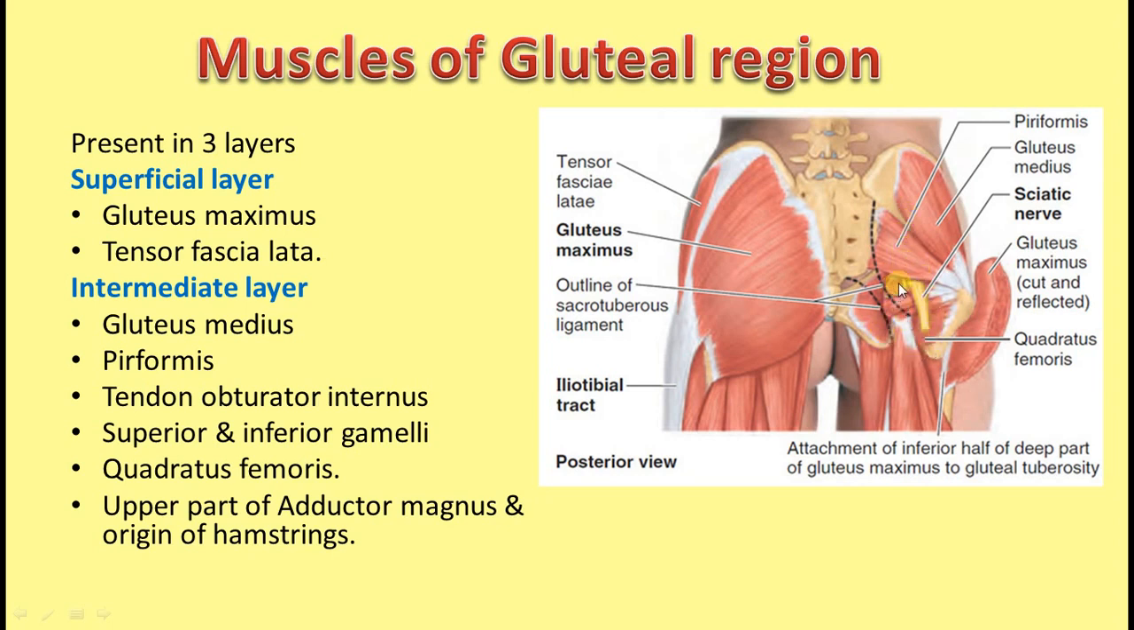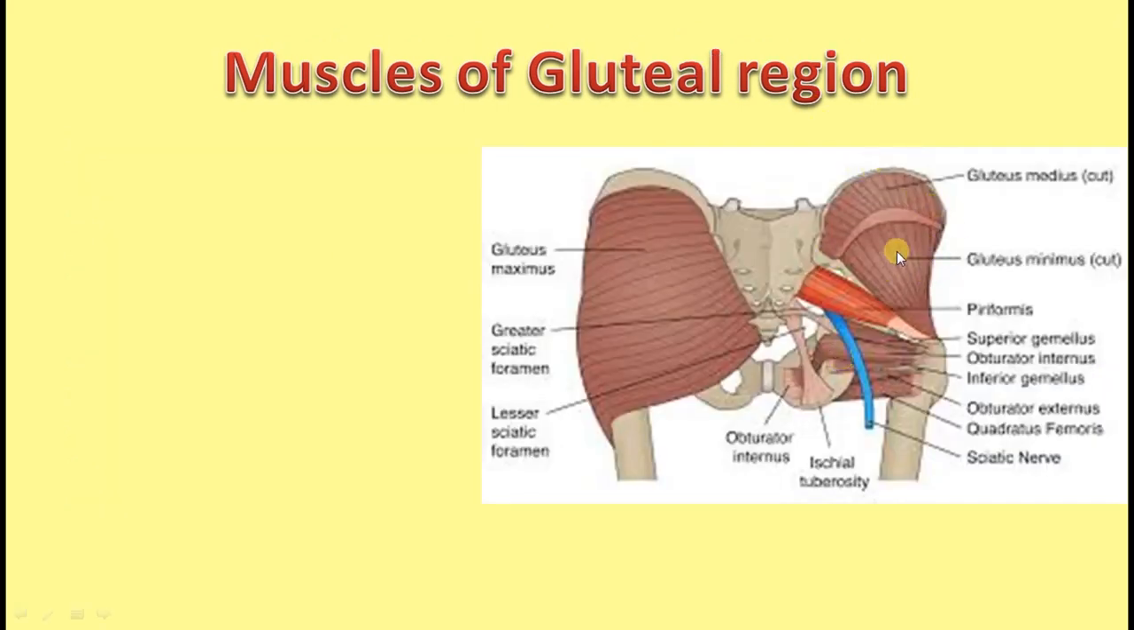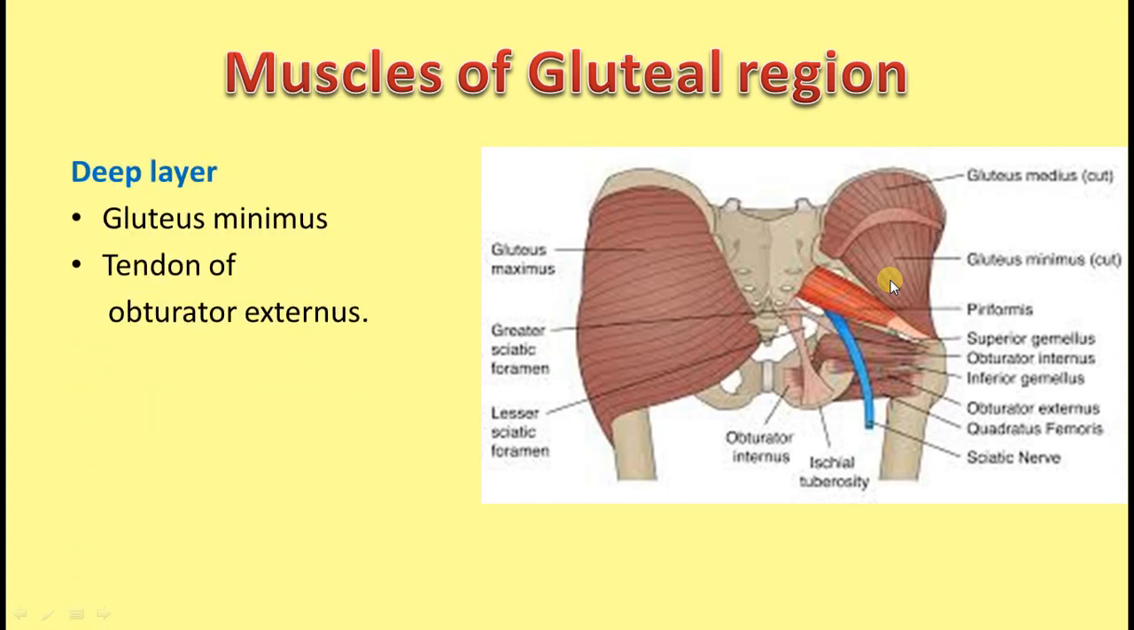I am not talking in detail now, because these structures we are going to see in the forthcoming slides. Then of course the ischial part of adductor magnus and hamstring muscles, which we see in the intermediate layer. Then more deeper you go, you come across the gluteus minimus muscle, and along with it you have the tendon of obturator externus. So the tendon of obturator externus is more deeper. That means it is more towards the anterior aspect.